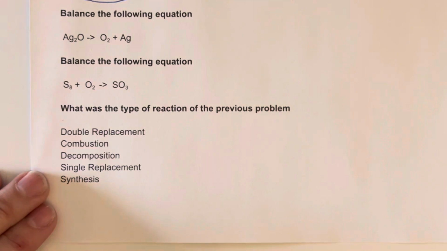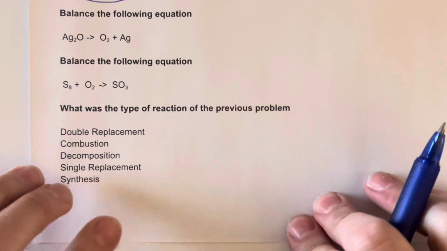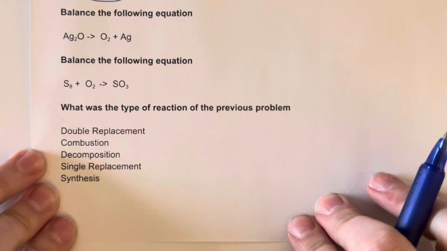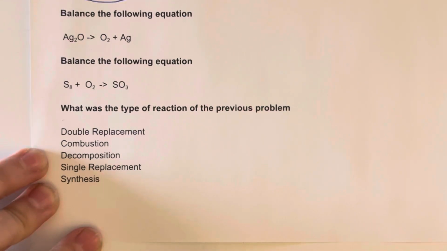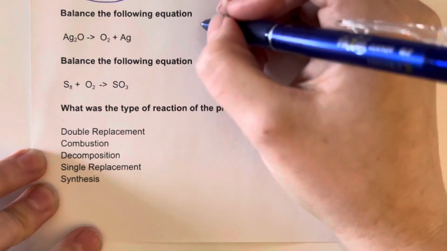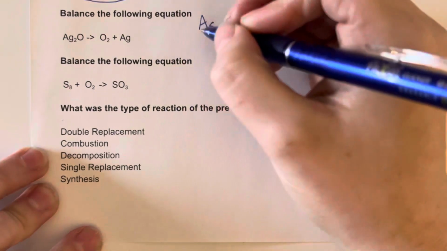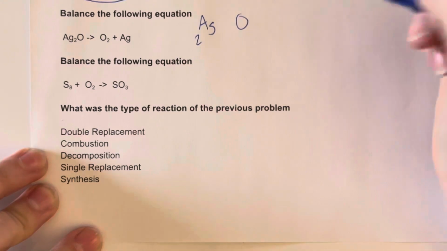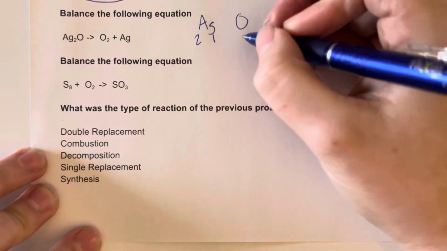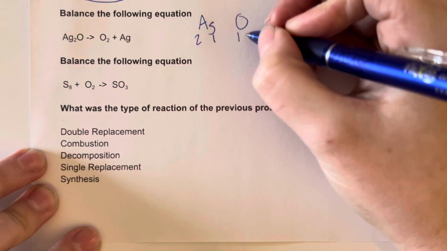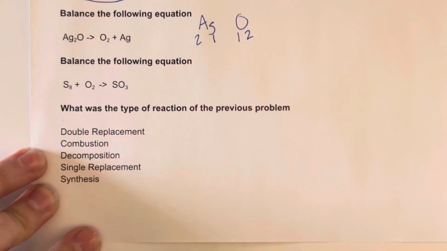Balance the following equation. Silver oxide goes to oxygen and silver. So I'm going to identify all of the elements that are present, that would be silver and oxygen. On the left-hand side, I have 2 silvers. On the right-hand side, I have 1. Oxygen on the left-hand side, I have 1. On the right-hand side, I have 2.